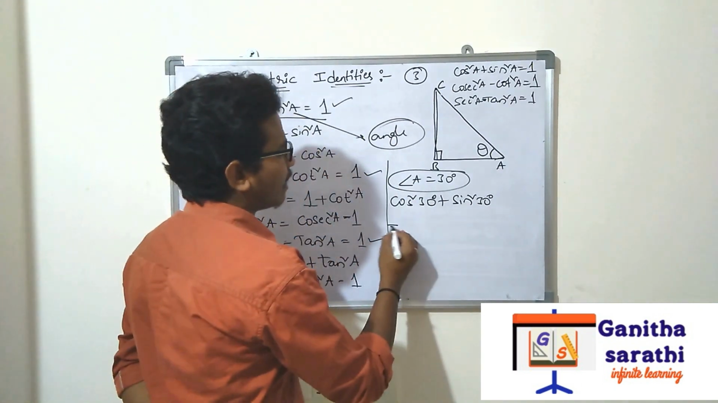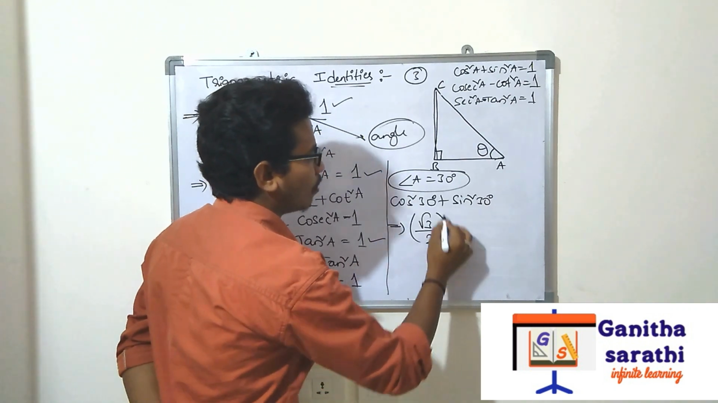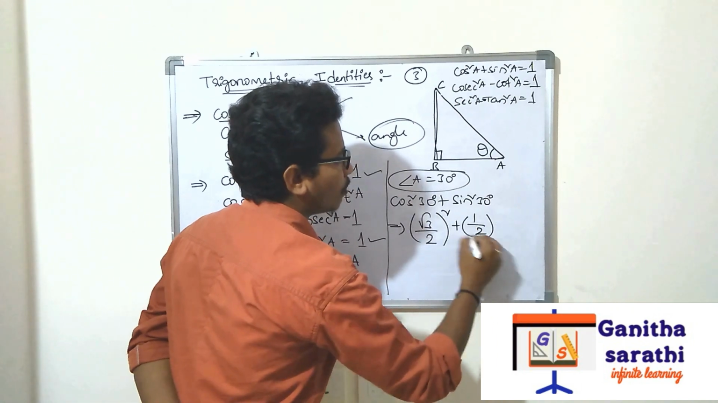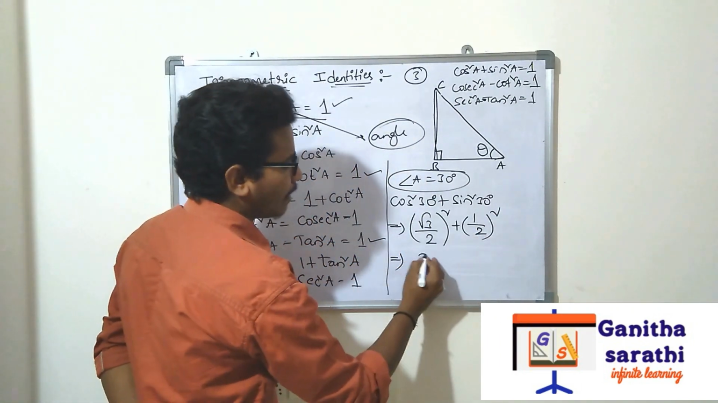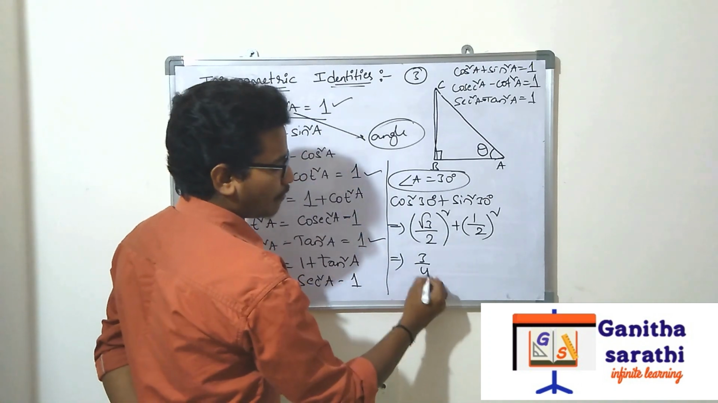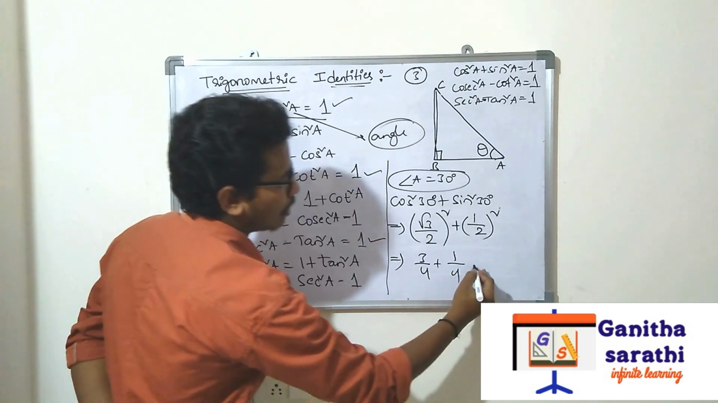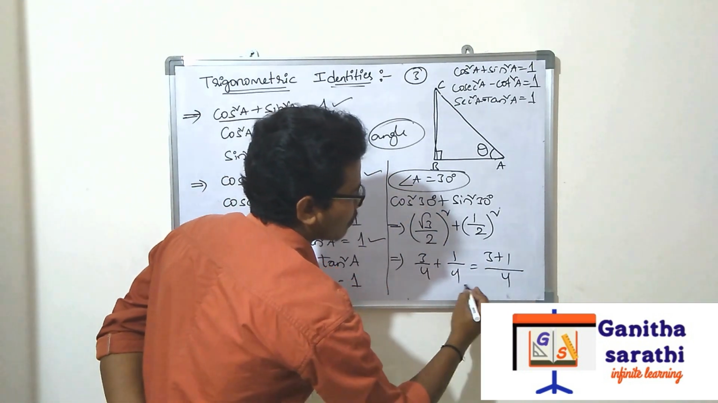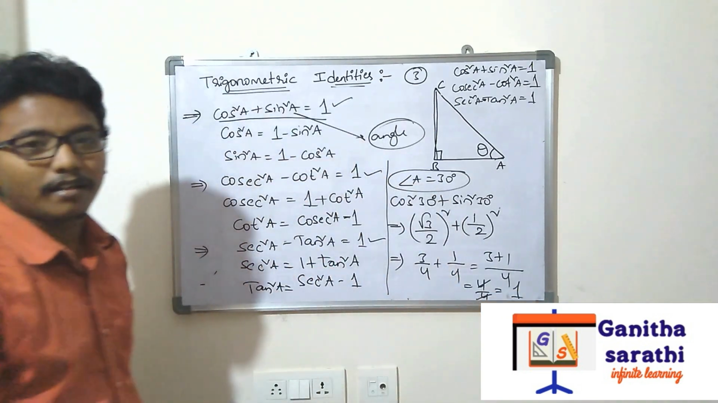Now what is the cos 30 value? Cos 30 is nothing but root 3 by 2 whole square. Next, sin 30 value is 1 by 2 whole square, right? Root 3 by 2 whole square means here square and root will be cancelled. 3 by 4, plus here 1 square will be 1, 2 square will be 4. So what is the LCM here? 4, and numerator 3 plus 1. 3 plus 1 means 4 by 4. 4 and 4 get cancelled. What is the answer? 1.